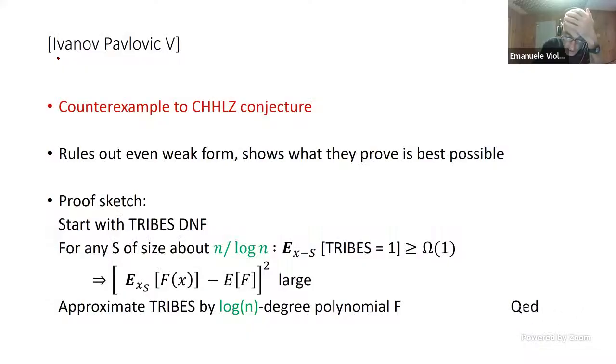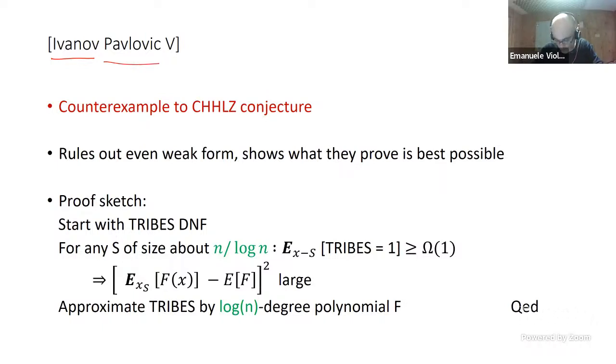This is work with Ivanov as a PhD student. Pavlovich was at the time an undergraduate; he's now a PhD student as well. We give a counterexample to this conjecture. In fact, they conjectured something much stronger, but we rule out even a weak form. We show that what they prove is essentially the best possible. And the proof, I can sketch it now.